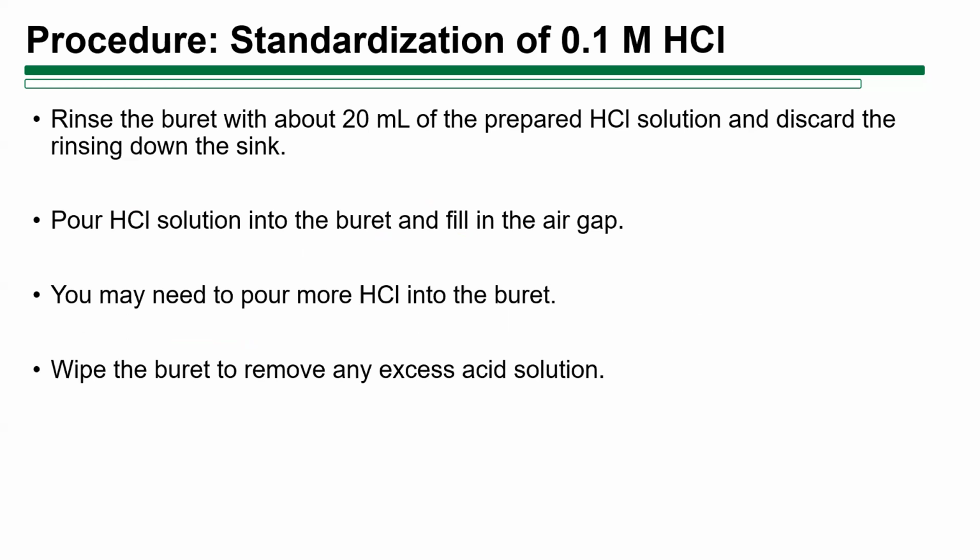I will teach you how to prepare your titration setup, but just to go over it, you rinse the burette with your solution. We call this step assimilation. You assimilate your burette with the titrant. You always do that when you titrate. And then once you have assimilated, you pour your HCl solution into the burette and make sure that there are no air bubbles. Otherwise, you may need to pour more HCl into the burette. Then, wipe the burette to remove any excess acid solution.